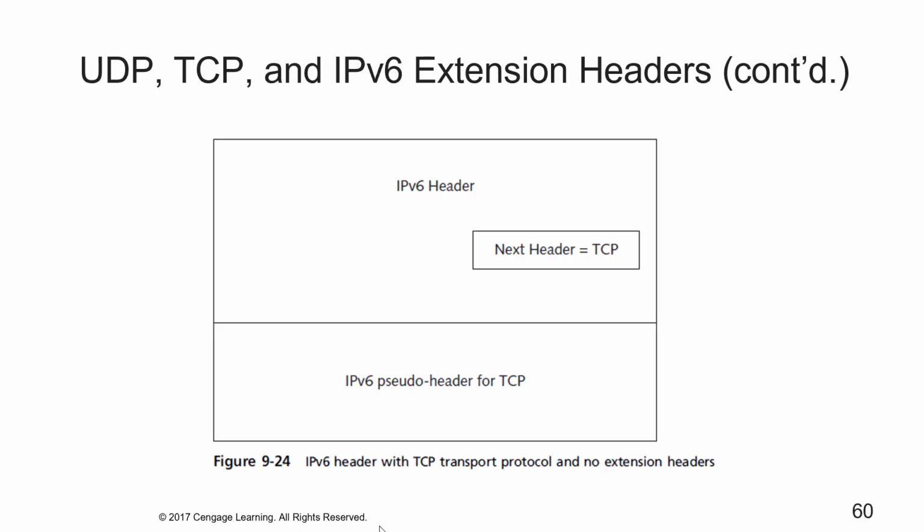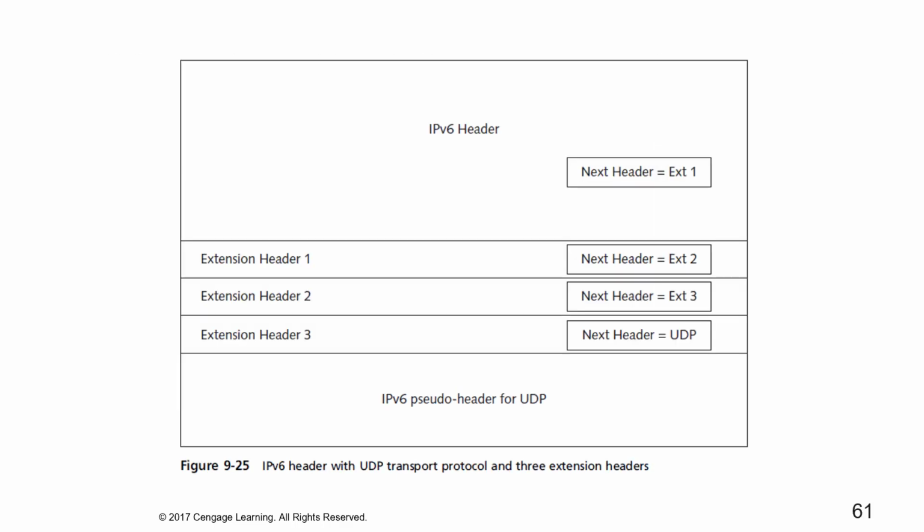So here's an example of the IPv6 header with a TCP transport protocol and no extension headers. And here's an example of the IPv6 header with UDP transport protocol and 3 extension headers.